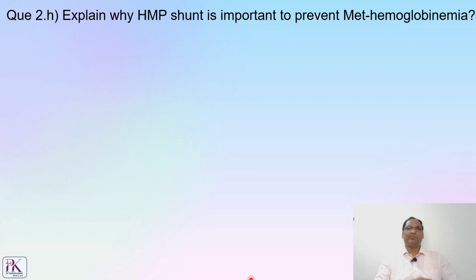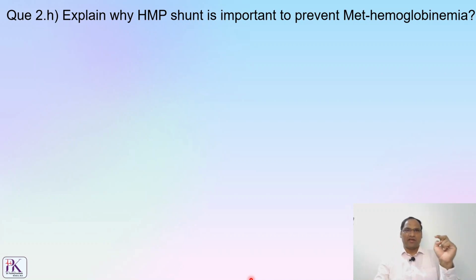Explain why the HMP shunt is important to prevent methemoglobinemia. Before answering this question, what is methemoglobinemia? What is the abnormality in methemoglobinemia? The ferrous form of iron, which is present in heme in the normal condition of hemoglobin, gets converted to the ferric form. The ferrous form of heme iron gets converted to the ferric form and forms methemoglobin.